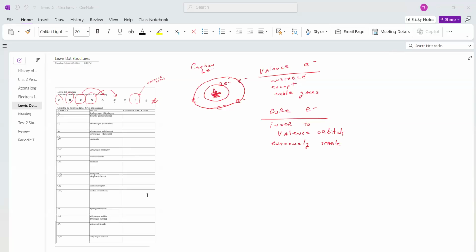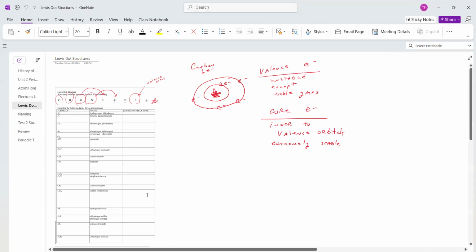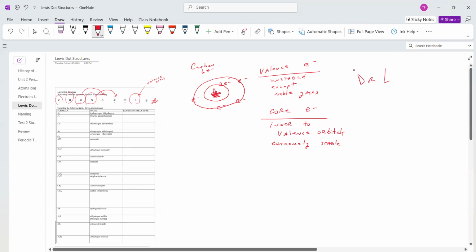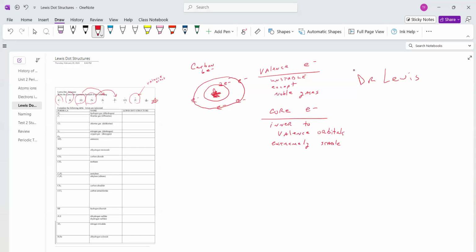Quite a while ago, probably 160-ish years ago, we had a problem coming up with the structure of a molecule. So this guy named Dr. Lewis came up with a way to put atoms together to simulate a structure. Now that's what the dry lab is this week. You're going to be practicing this.